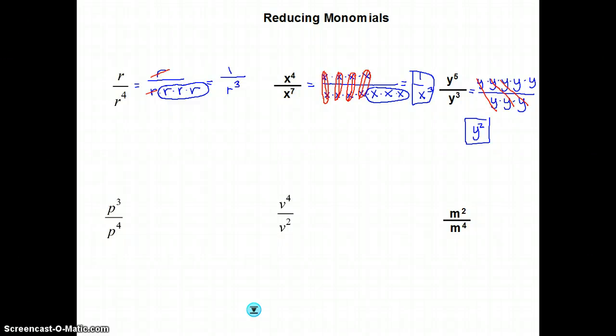Go ahead and take a moment to pause the video and try the next 3 on your own. You should have 1 over p, then v squared, then 1 over m squared.